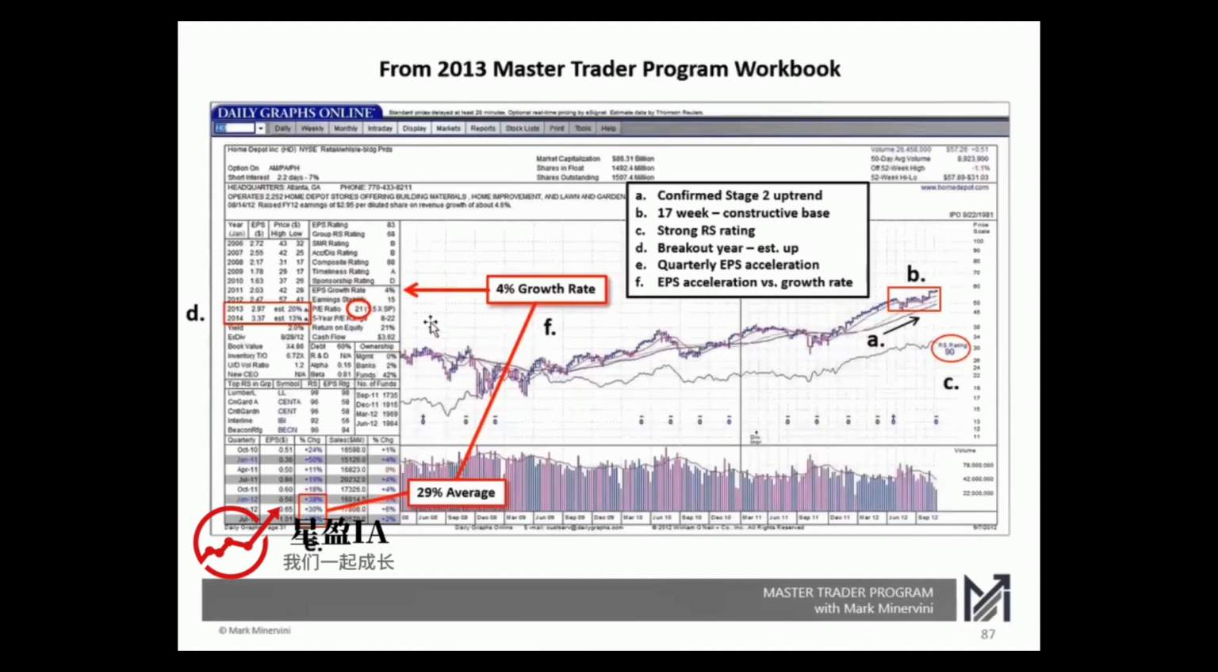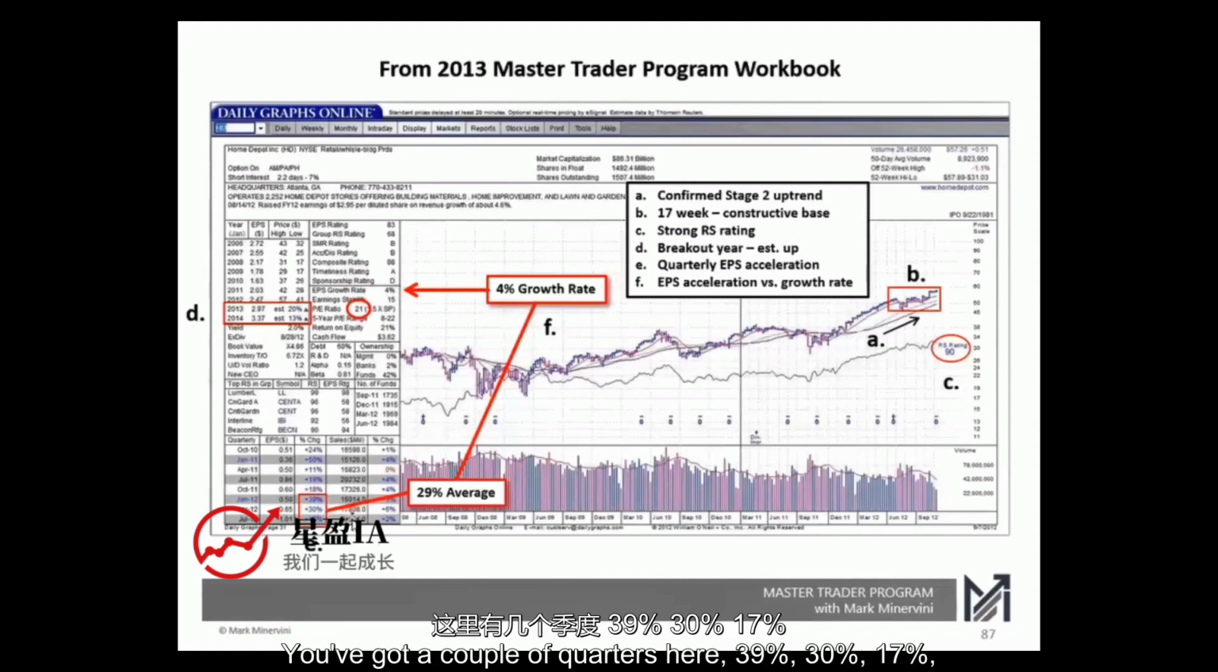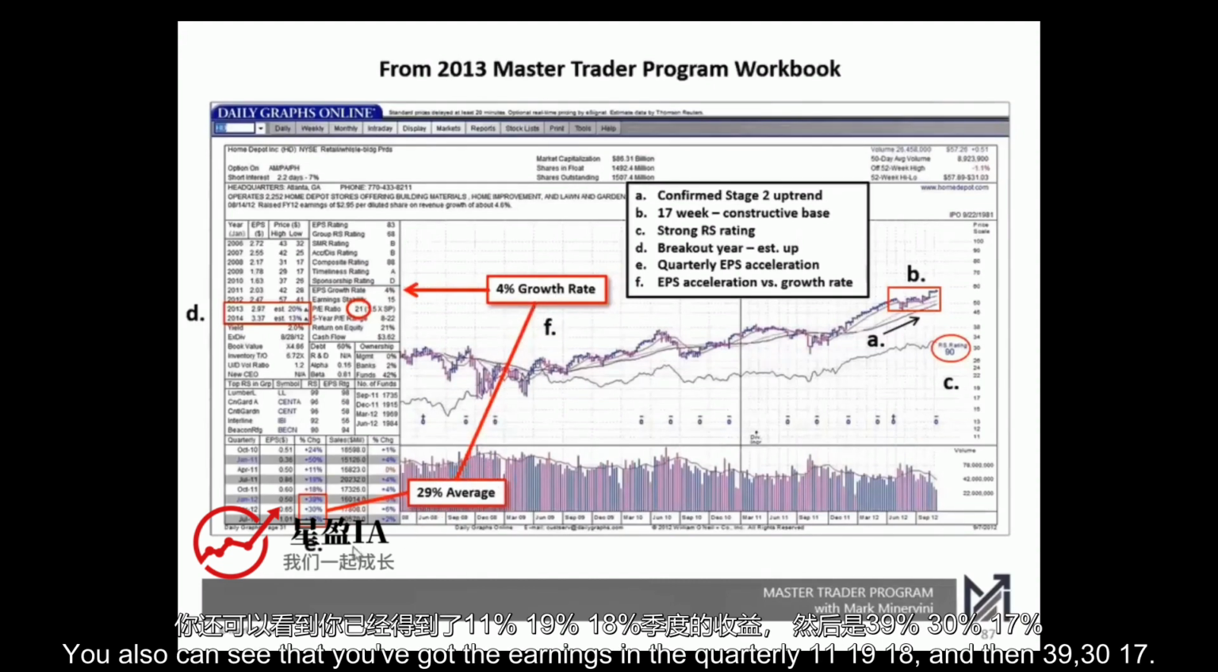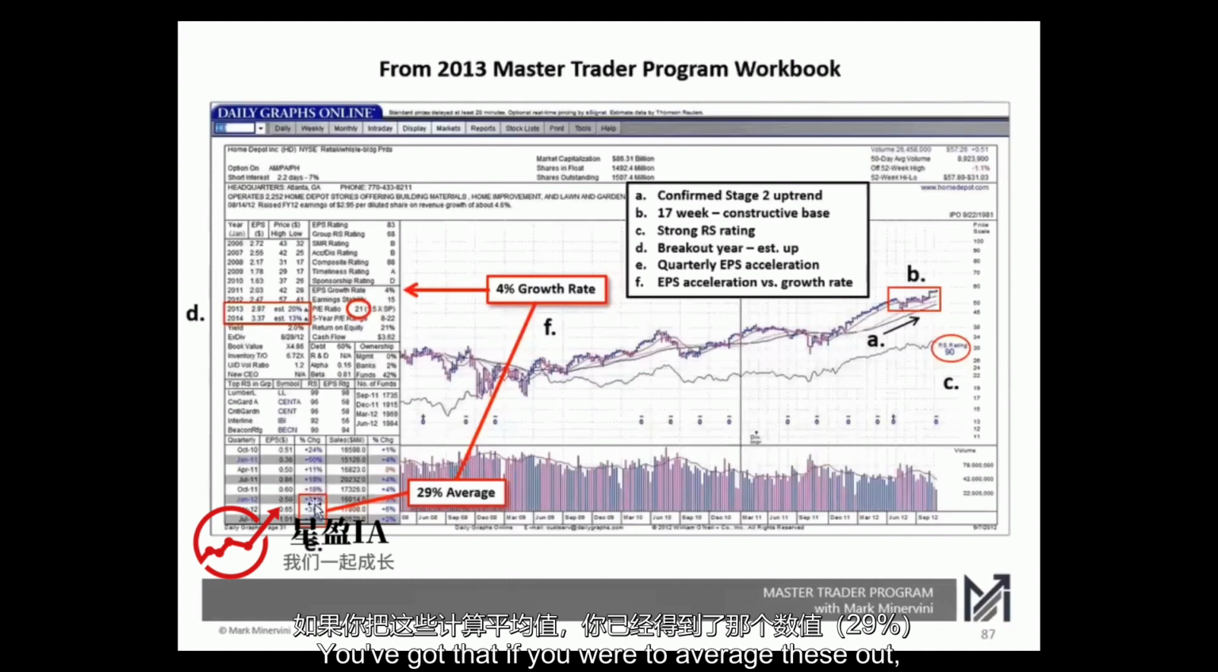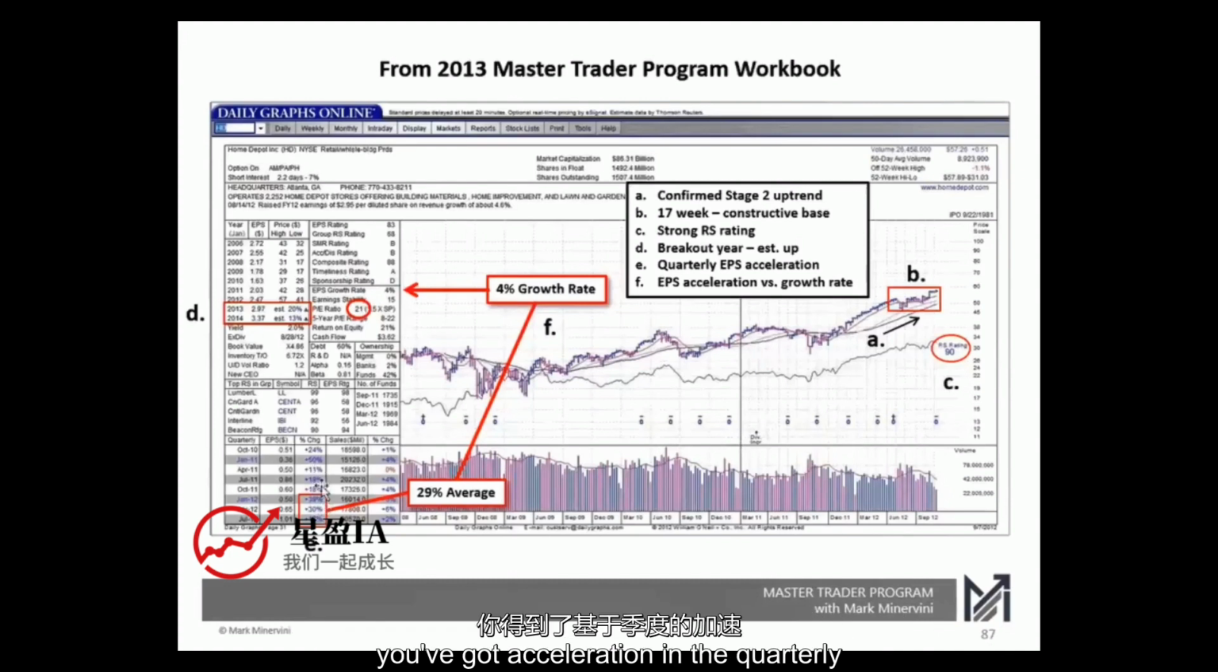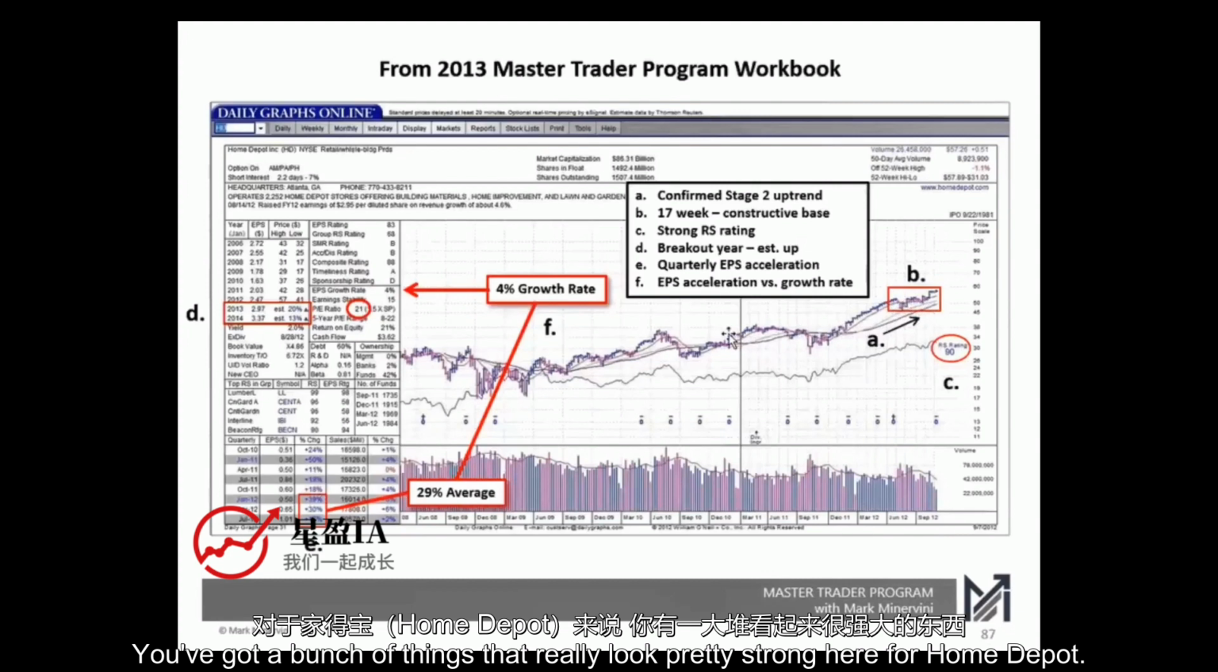Now you can see here it has a 4% growth rate, right? But see the earnings in the most recent quarters. You've got a couple quarters here: 39, 30%, 17%. Average of 29%. So that's a big acceleration versus the growth rate. That's one of the reasons why I picked it. You also can see that you've got the earnings in the quarterlies, 11, 19, 18, and then 39, 30, 17. If you were to average these out like we talked about, you've got acceleration in the quarterlies, right? So relative strength, 90, great. It's coming out of a little base here. You've got a bunch of things that really look pretty strong here for Home Depot.